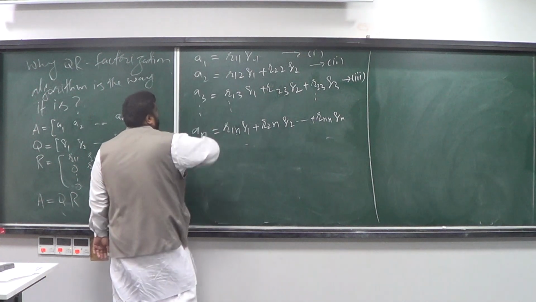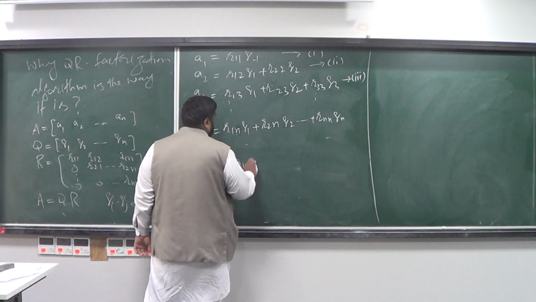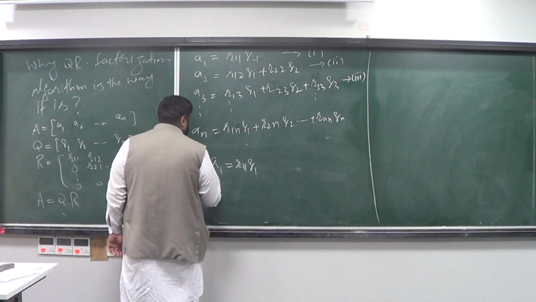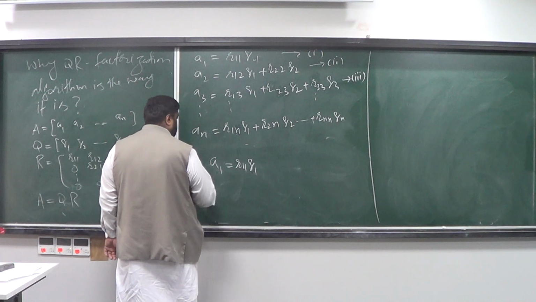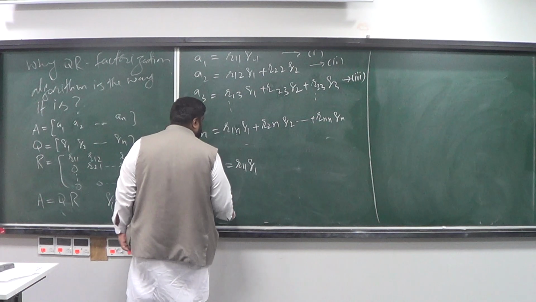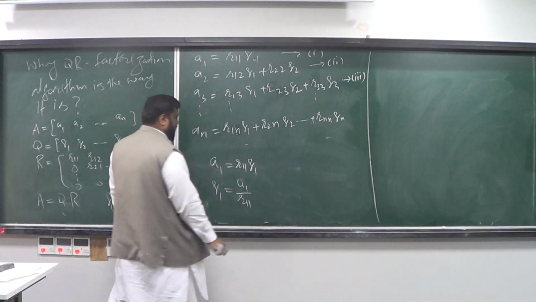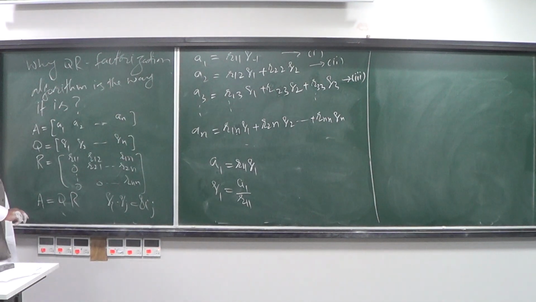So let's start with equation number 1. A1 is equal to R11 Q1. R11 is a scalar, Q1 is a vector, and A1 is a vector as well. So Q1 can be written as A1 divided by R11.